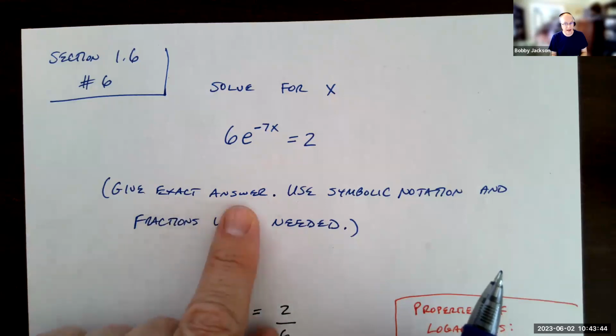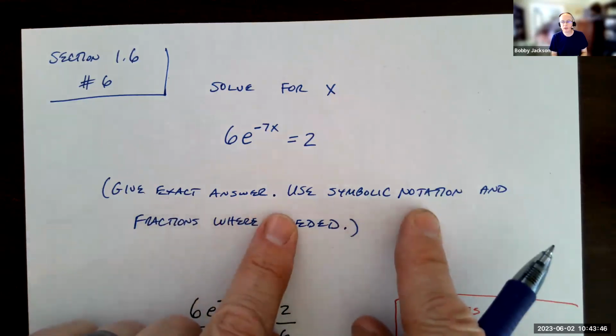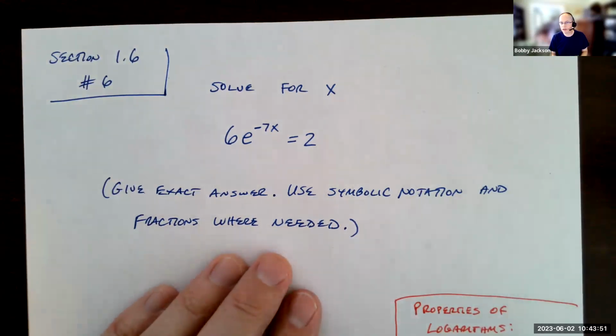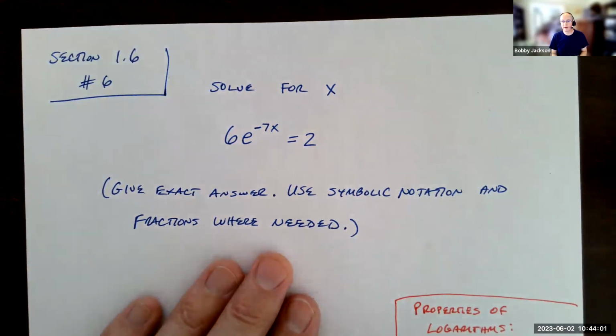We do want to give exact answers, and that means we're going to use symbolic notation. So if we can't evaluate a logarithm, then your answer will have logarithms in it. In this case, we'll have the natural log, which is log base e, usually abbreviated just ln, correct? That's the way we normally do that.